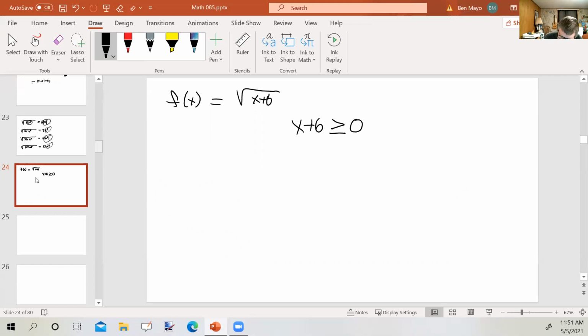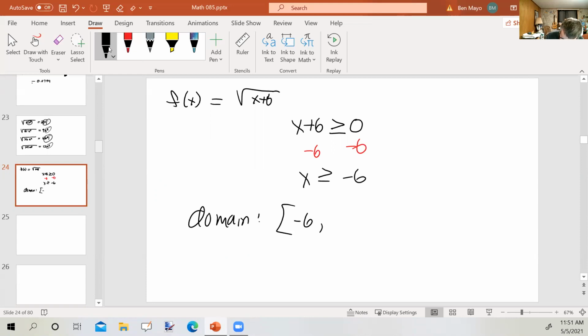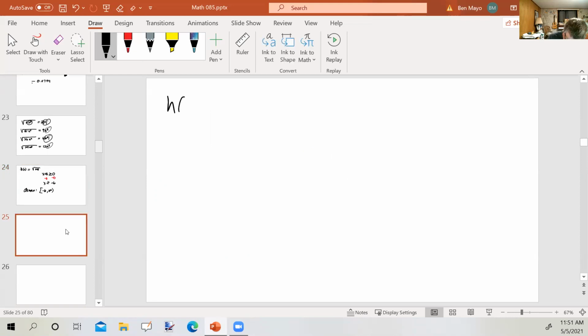So if we take the radicand and set it greater than or equal to 0, and then we solve this inequality, we get the domain of the function. X is greater than or equal to -6. So because it says equal to, we include it, and then up to positive infinity. You okay with that example? Yeah. All right, let's take a look at another one.